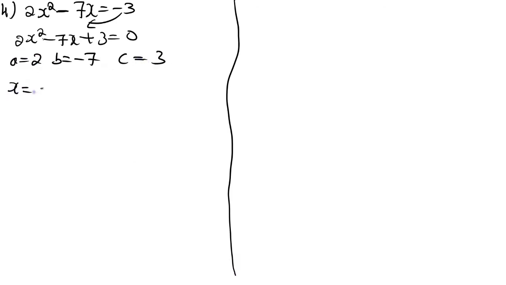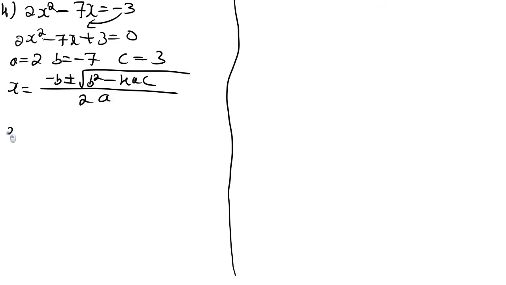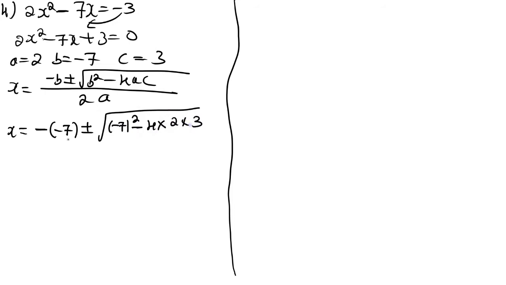We have the formula x is equal to minus b plus or minus square root of b square minus 4ac divided by 2a. So substitute the values, x is equal to minus of b value, which is minus 7, plus or minus square root of b square. B square means minus 7 square, minus 4 into a value equal to 2, into c value equal to 3, divided by 2 into a value equal to 2.